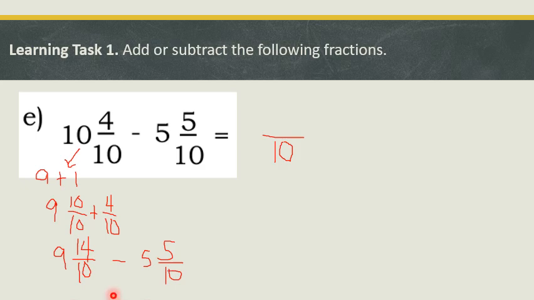So, you see, it is a similar fraction. So, we will just copy the 10. We put the answer here. Then, 14 minus 5 is 9. Then, 9 minus 5 is 4. So, our answer here is 4 and 9 tenths. It has no lowest term anymore. Okay?